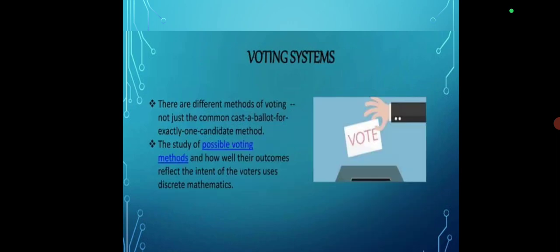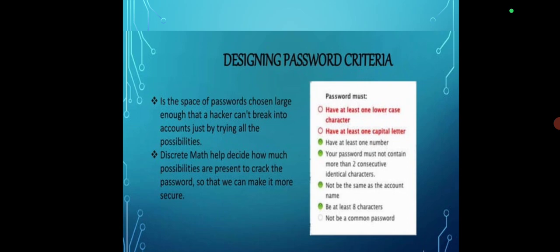Voting systems: there are different methods of voting, not just the common method of casting a ballot for exactly one candidate. The study of possible voting methods and how well their outcomes reflect the intent of the voters uses discrete mathematics. Designing password criteria: the space of passwords is chosen large enough that a hacker can't break into accounts just by trying all the possibilities. Discrete math helps decide how many possibilities are present to crack the password, so that we can make it more secure.